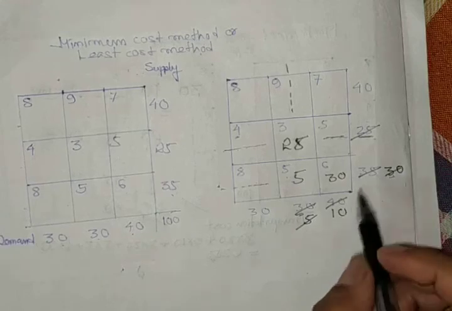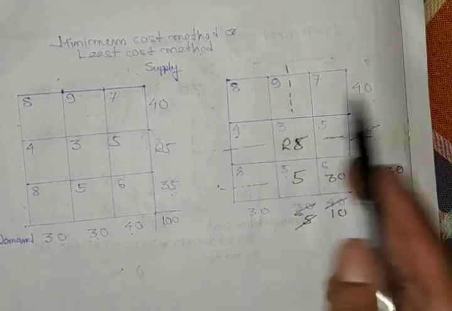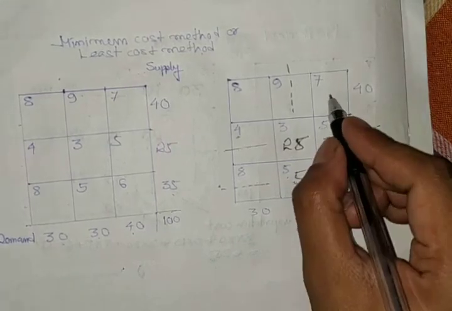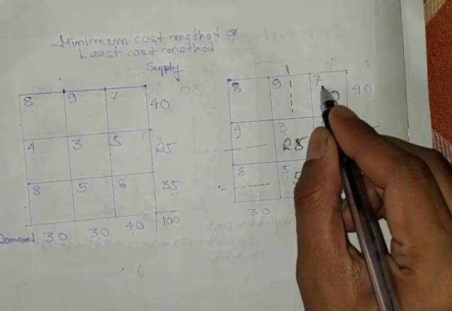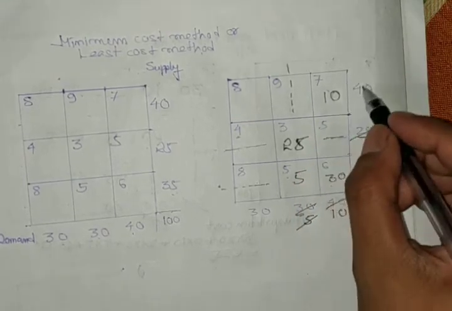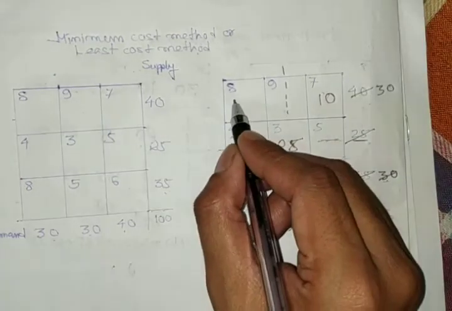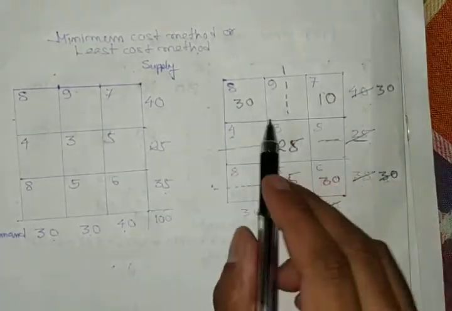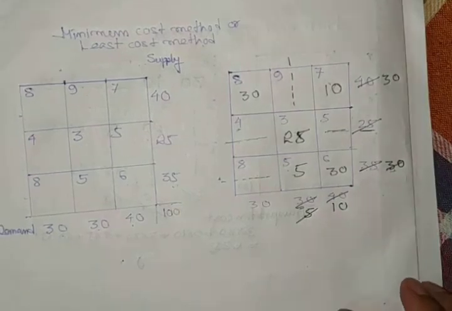After that, only 2 allocations remain. One is 7, another one is 8 unit cost. So I can directly put 10 in this allocation. If I put 10 here, it will be 30, and the remaining 30 will be here. So this is the allocation of the transportation problem.